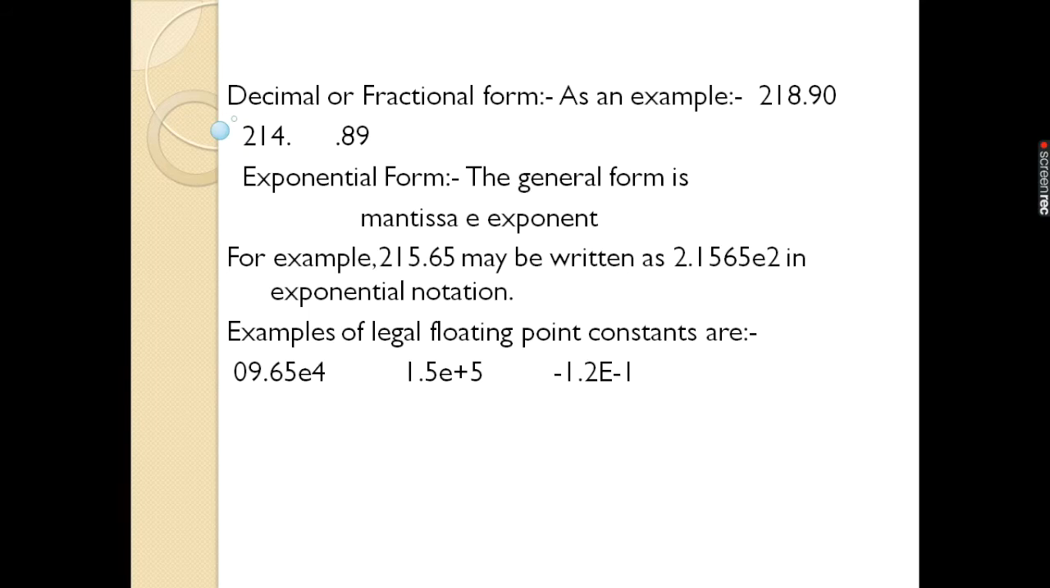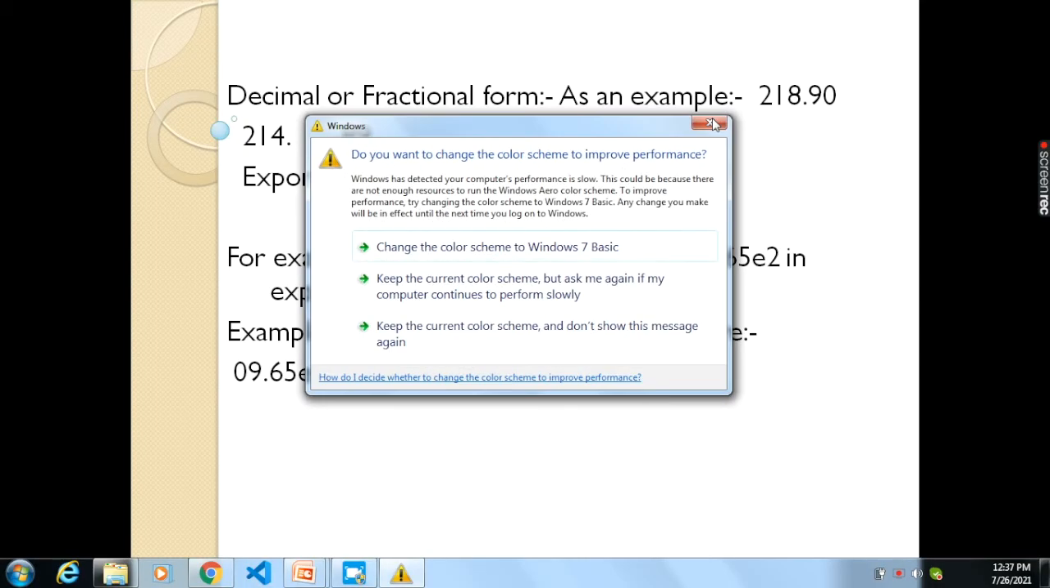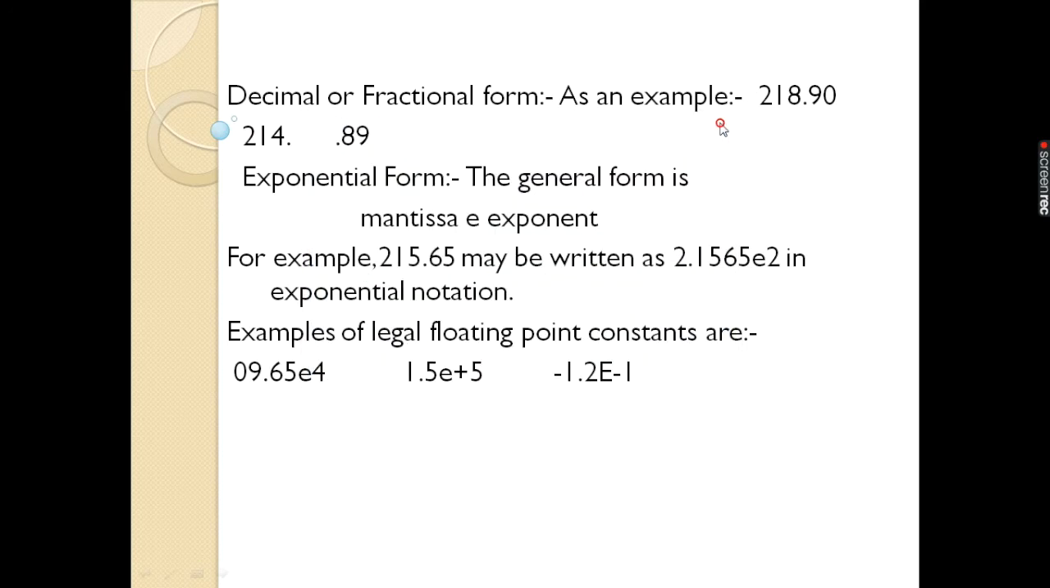Exponential notation is useful for representing numbers that are either very large or very small in magnitude. For example, 75,000,000,000 may be written as 7.5E10 or 75E9.